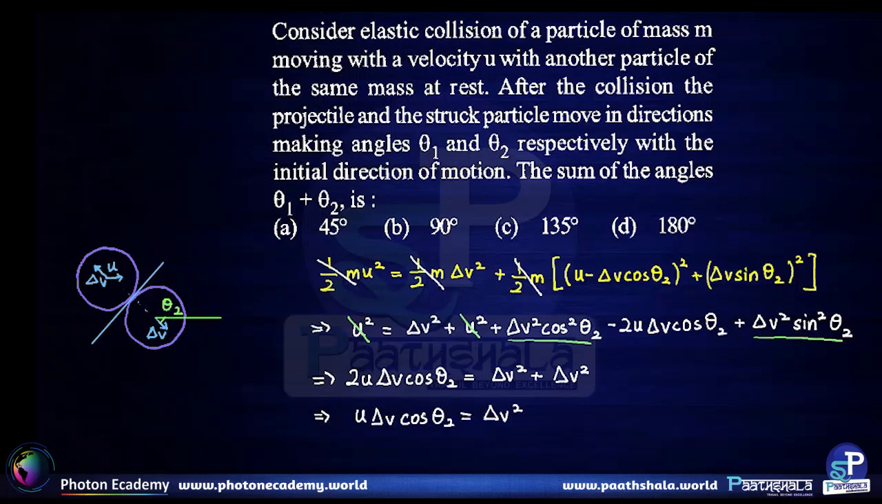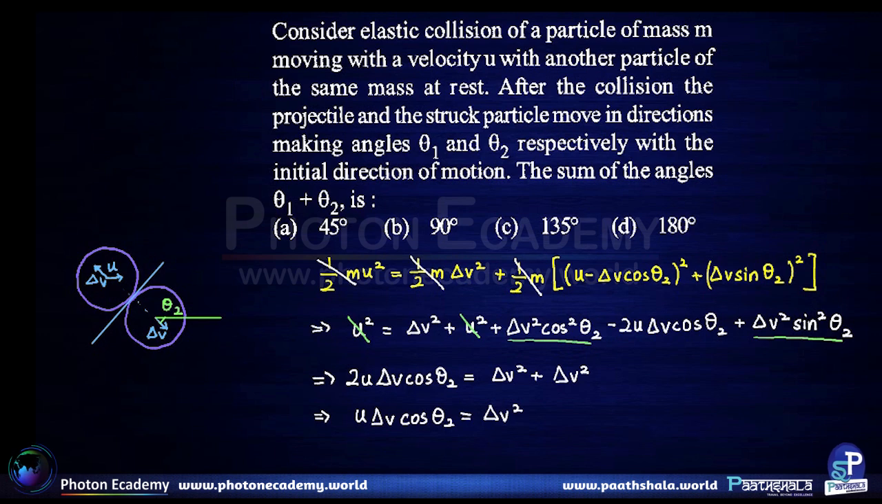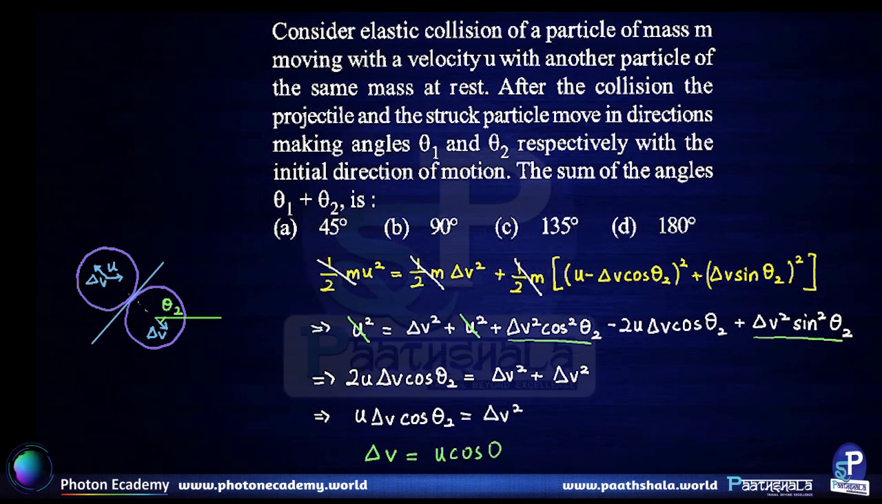Now of course this is a quadratic equation and has two solutions, but one of them is a physically impossible case where delta v is equal to 0, which means that a collision has not happened. So the second solution is all we care about, where delta v is equal to u cos θ2. Now let's see if we can find θ1 in terms of θ2.